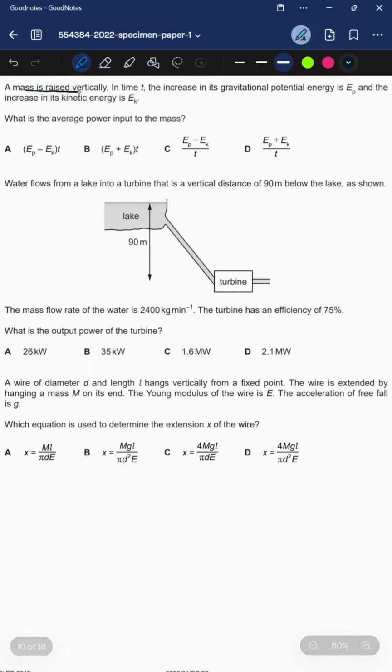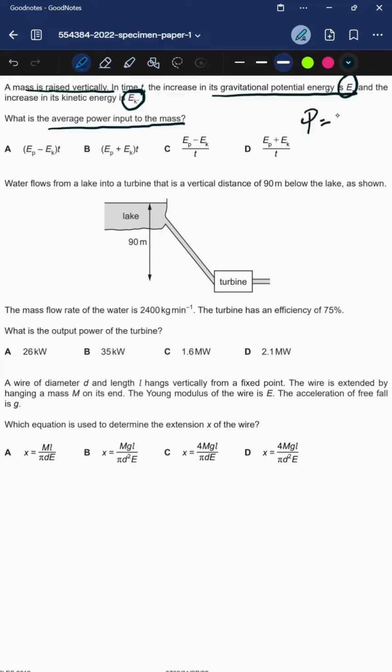A mass is raised vertically, and in time t, the increase in gravitational potential energy is EP, and the increase in kinetic energy is EK, and we need to compute what is the average power input to the mass, right? So remember, the power is equal to the change in energy per unit time, ΔE over t, okay?